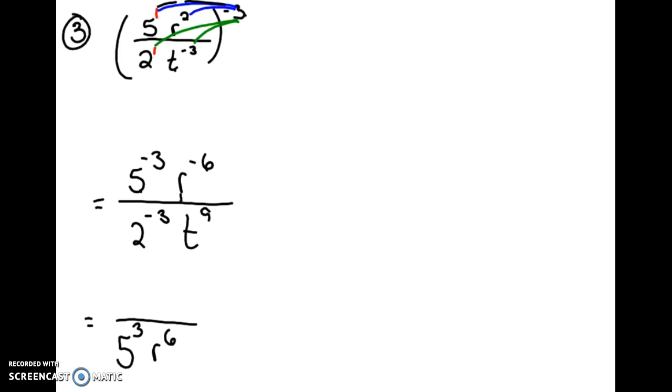r to the 6th. 2 to the negative 3 has to pop up, 2 to the positive 3. And t to the 9th, 9 is already positive, so that means that was in the correct place. All that's left to do is evaluate our perfect cubes. 2 cubed is 8. 5 cubed is 125. And the variables will stay the same.